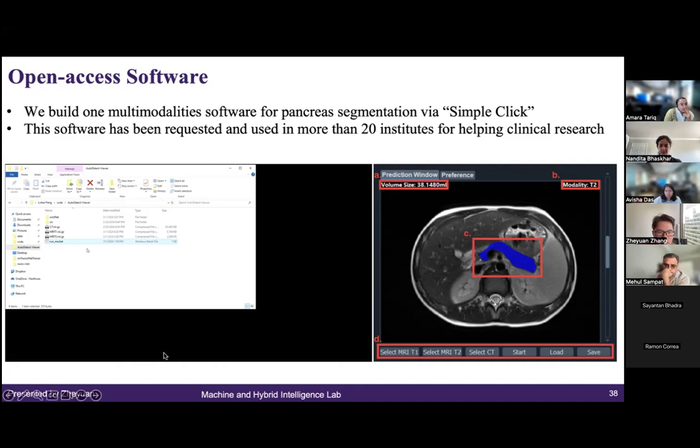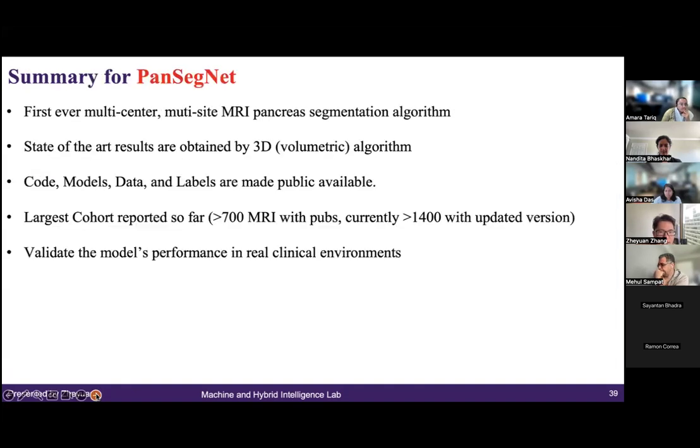in the clinical studies. And this dataset for this study is the first ever multi-center, multi-site MRI pancreas segmentation dataset. And the best 3D method result has been achieved. All the code, data, model, and labels are also publicly available. And we also validated the model's performance under real clinical environments.